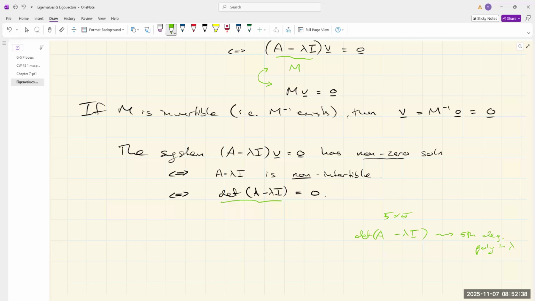Okay. So this is so important, they give it a name. They call this the characteristic polynomial. And when you set the characteristic polynomial equal to 0, which is what we are doing, this entire thing, the characteristic polynomial equals 0, the entire equation is known as the characteristic equation.